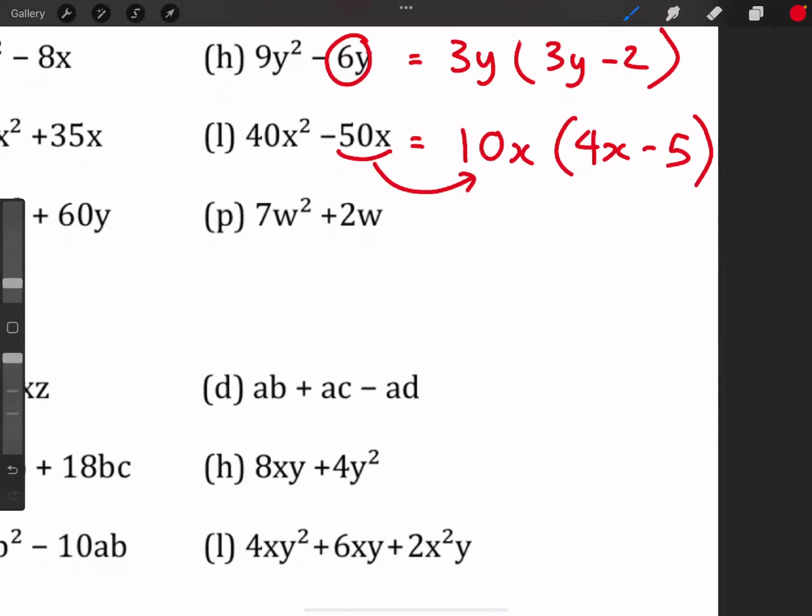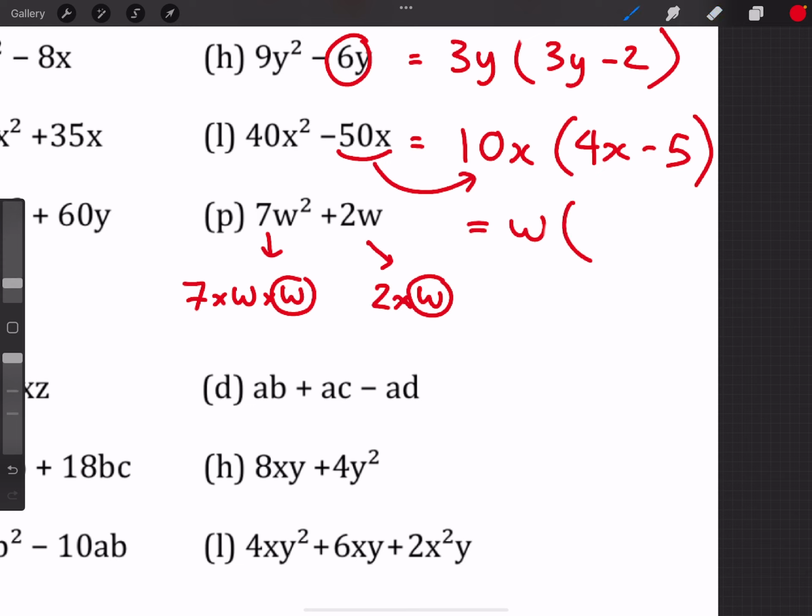Alright, next one. The numbers we cannot factorize. Both of these are prime numbers, so they don't have anything in common except for 1. And we don't factorize 1. So this one, I'm going to expand this. This would be 7 times w times w, and this one is 2 times w. What letters do they have in common? Just one of the w's. So we can factorize that out. We can just say that's equal to w. Let me just put it over here.